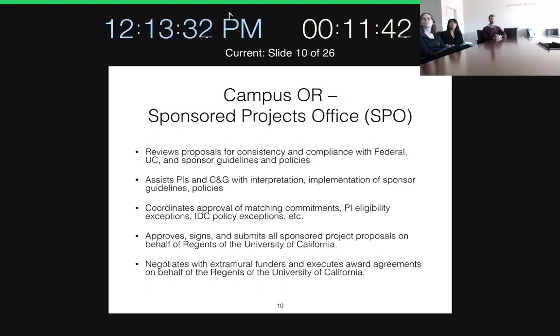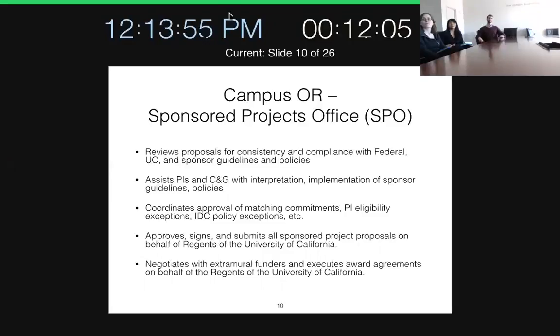The campus OR, thank you for being here, Jamie and Clay. This is what they do. Reviews proposals for consistency and compliance with federal and UC and sponsor guidelines and policies. Important because, you know, you do all that work, you send it in and they go, oh, it's not in compliance. And then they don't even review it. That's not a good feeling for anyone.